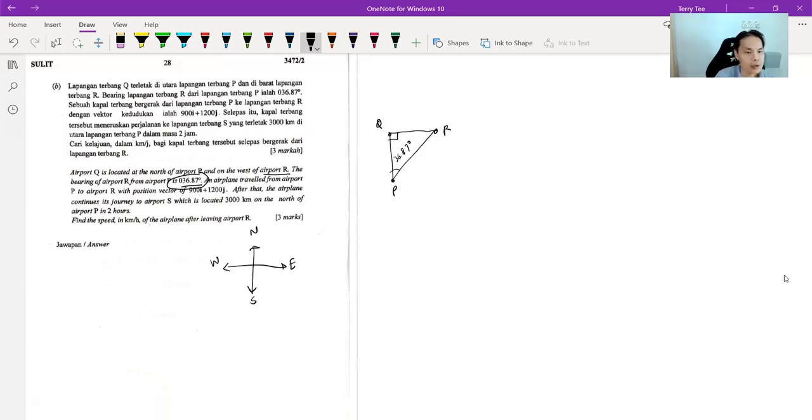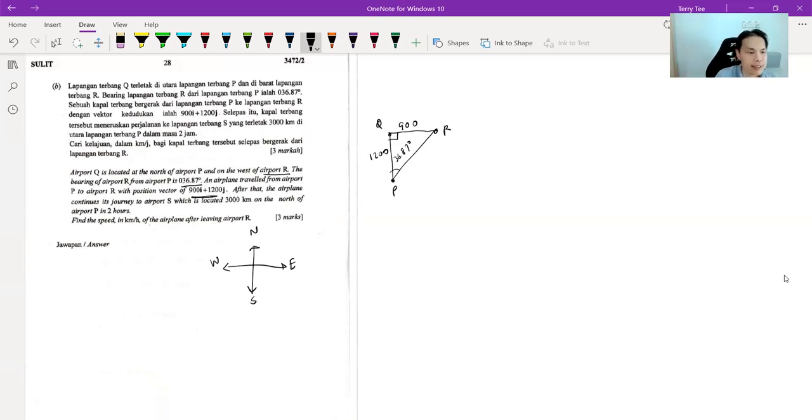All right. Now, an airplane traveled from P to R with this position vector, 900i plus 1200j. 900i means I'm going to the right by 900 kilometers. Maybe I write here, 900. 1200 is this, 1200 kilometers. So remember, ij goes 900, 1200. You go right first, then go up later.